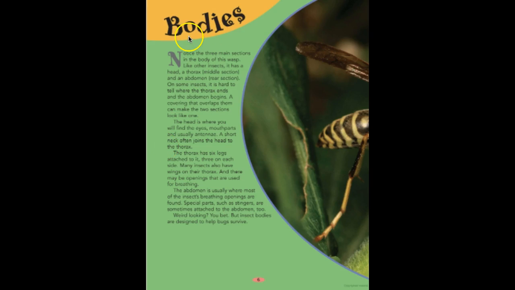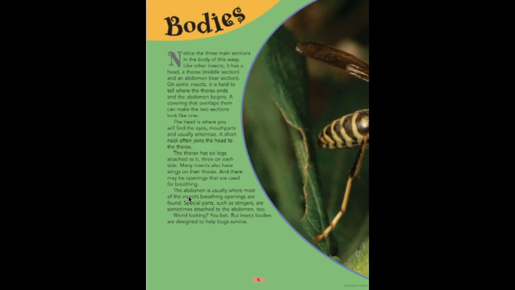This chapter is called Bodies. Notice the 3 main sections in the body of this wasp. Like other insects, it has a head, a thorax, which is the middle section, and an abdomen, which is the rear section. On some insects, it's hard to tell where the thorax ends and the abdomen begins. A covering that overlaps them can make the 2 sections look like one. The head is where you will find the eyes, mouth parts, and usually antennae. A short neck often joins the head to the thorax.